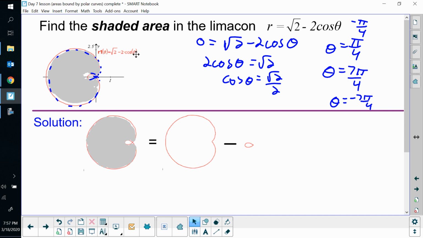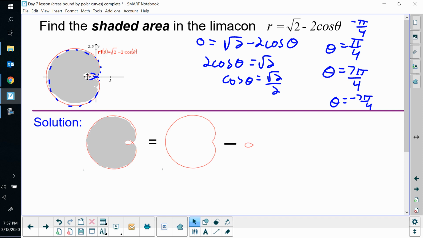So I think it's always helpful to think about when theta is 0. Well, cos of 0 is 1, so that would be square root of 2 minus 2. Square root of 2 is like 1.4 minus 2, so that would give us a negative. So this point right here is our 0 angle and the negative radius. So that's where we're starting.